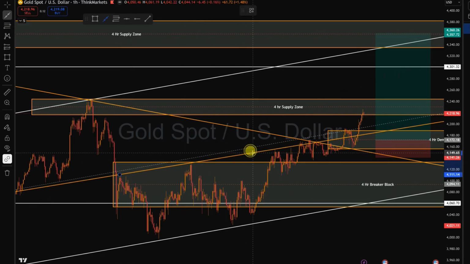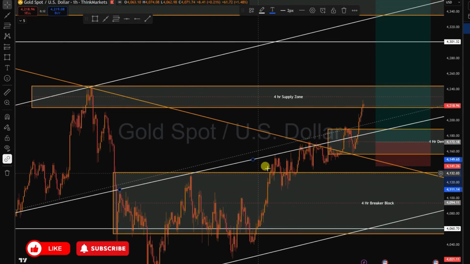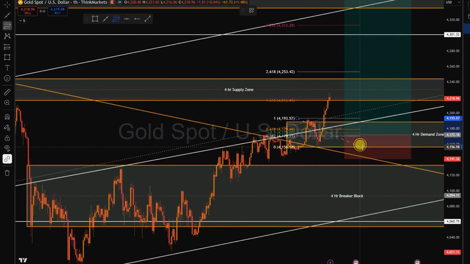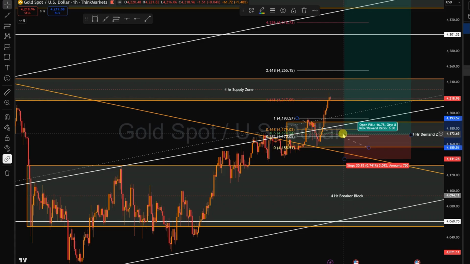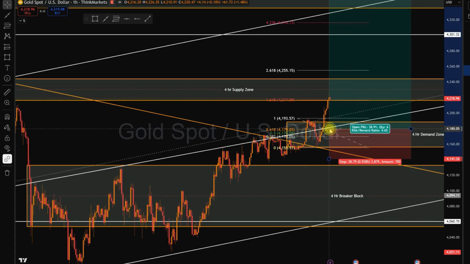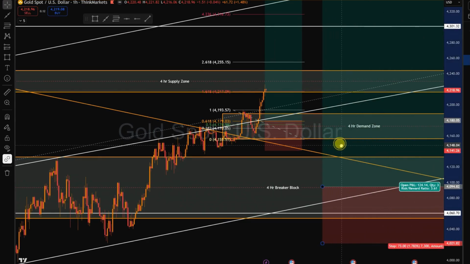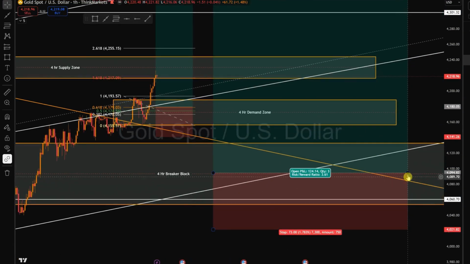Beyond that, we have the larger supply zone, which aligns with TP3 and TP4. TP3 sits around the 4,320 level, while TP4 stretches into the 4,360 to 4,380 region. This level is particularly important because it aligns with the top of the ascending channel. Historically, price tends to gravitate toward channel extremes before making a larger move.